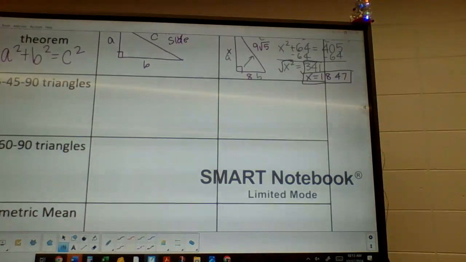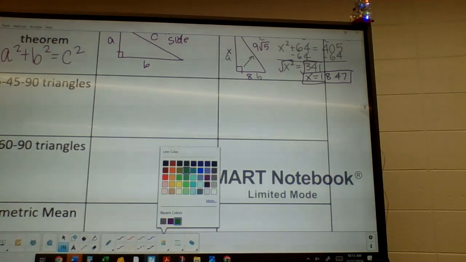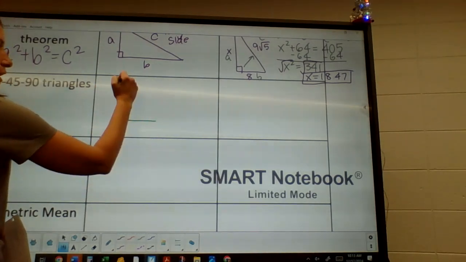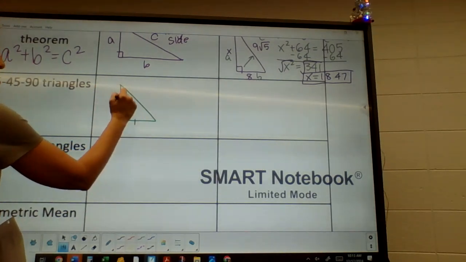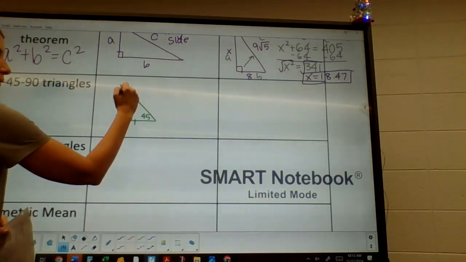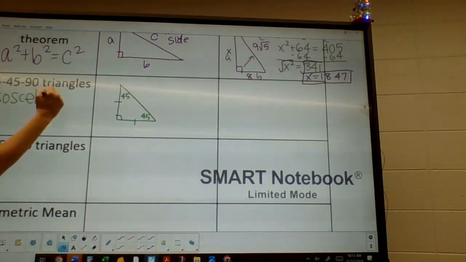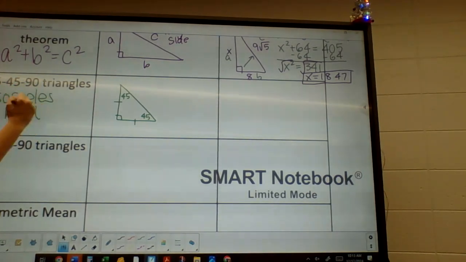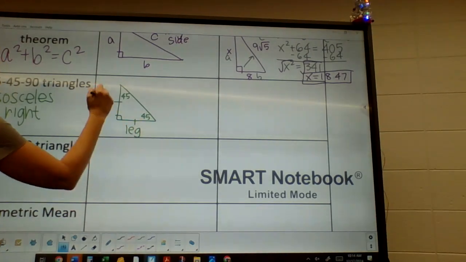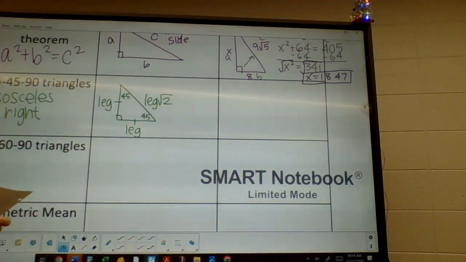Okay? So talking about our 45, 45, 90 triangles next. This is a little bit out of order. So our 45, 45, 90, this is one of those rules to memorize. So the way we know it's 45, 45, 90, it's an isosceles right triangle. So we have the two legs, and then the hypotenuse is going to be the leg times the square root of 2.